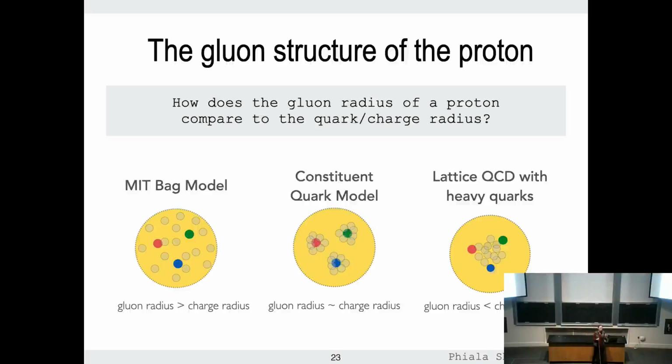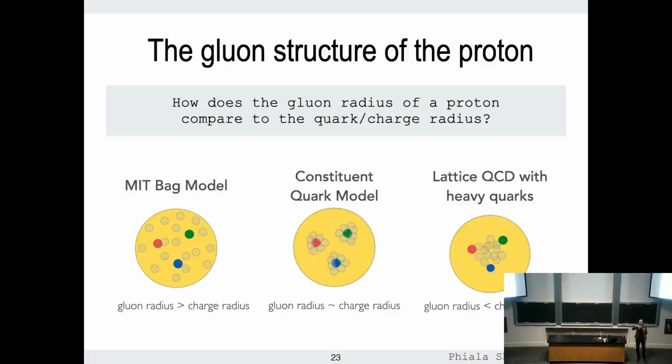Okay, let's turn to models for intuition. You start to get different answers. Let's go to an MIT bag model. This is something I studied in my undergraduate days. The gluons expand to fill the bag. And if in this model you go and do a calculation, you predict that the gluon radius should be larger than a quark radius. A constituent quark model.